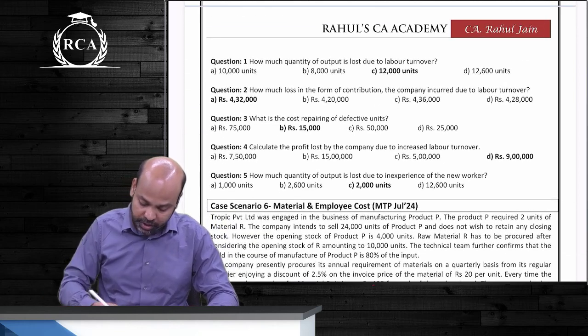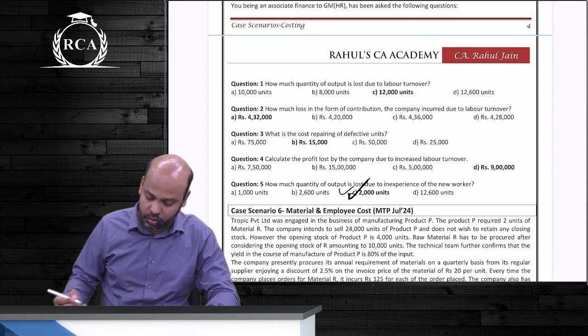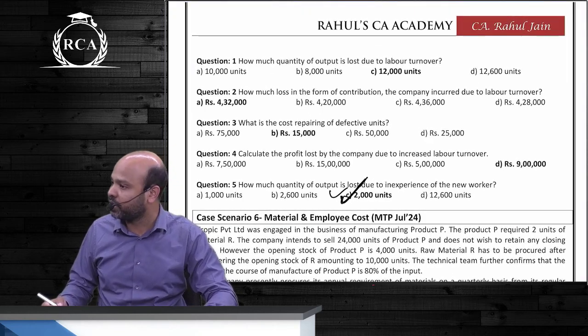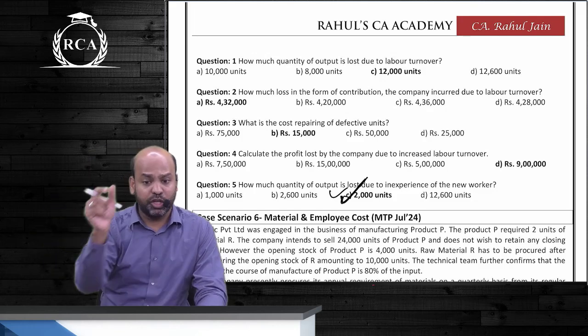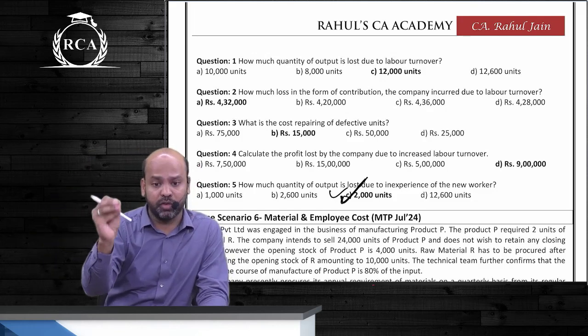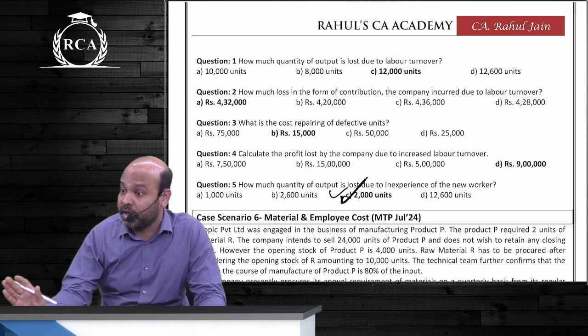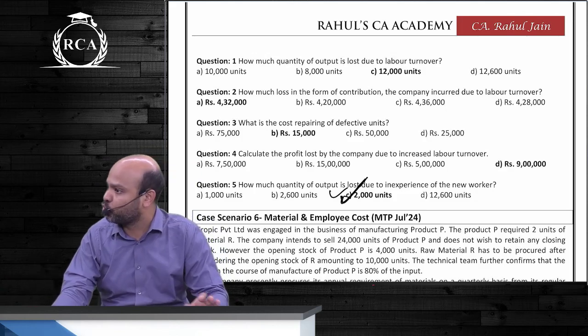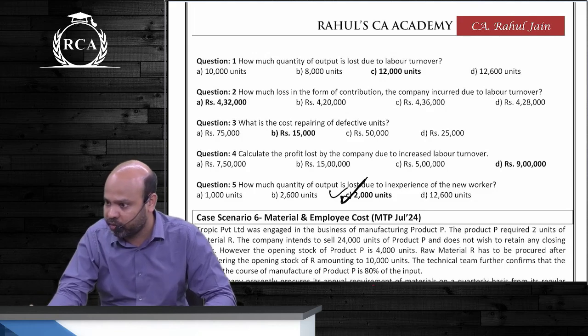Loss of units due to inefficiency. The last bit is 2,000 units. Did you understand where this came from? Guys, we did the exact same question. You have the detailed solution in your notebook. The figures and numbers are the same. We have already done it in the labor chapter. But did you understand how I got 2,000 units?